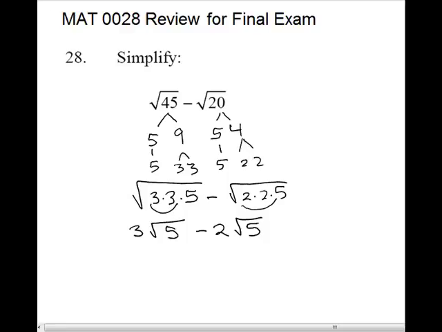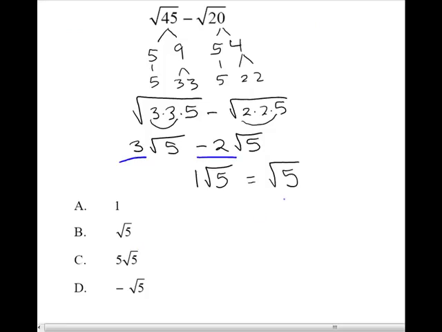So you do your math with the numbers on the outside. So 3 minus 2 gives us 1. Keep 1 copy of the radical. 1 times the square root of 5, or just square root of 5. So looking at our choices, just the square root of 5 will be B.